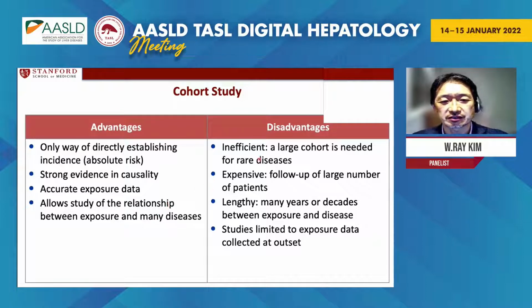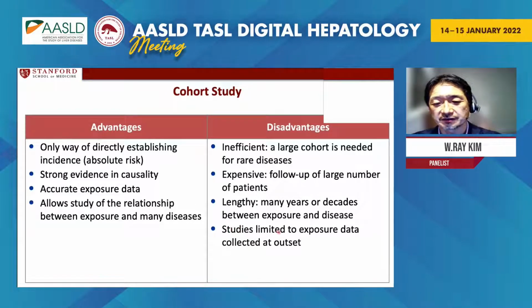Disadvantages: it is an inefficient way of studying things because you need a large cohort for rare diseases. HCC, after all, is relatively rare, so Dr. Yang had to go out and collect 12,000 individuals to follow for 8 years. So the follow-up of large number of patients gets expensive, and many years or decades may be needed between exposure and disease. So it's a lengthy study, and if you have a wrong hypothesis, you may end up spending many years or even decades of your career, and end up with a negative study.